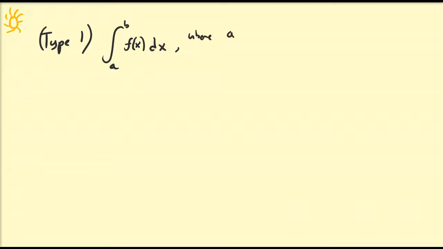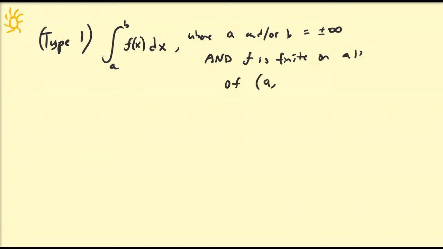Hello there. In this video we're going to continue our discussion of improper integrals. That's the first type of improper integral. So type 1 improper integrals are ones of the form the integral from a to b of f of x dx, where a and/or b are equal to plus or minus infinity, and f is finite on all of the interval ab.